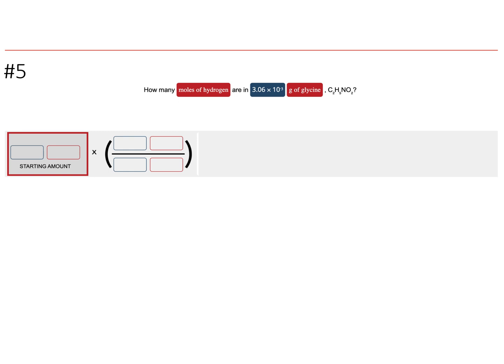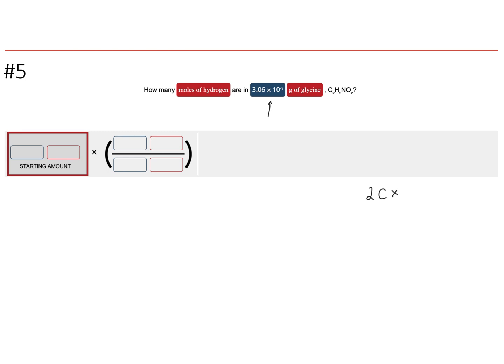So this question, for example, question 5: how many moles of hydrogen are in 3.06 times 10 to the minus 3 grams of glycine? Before we get too far into the calculation, just be careful that this number will be different for your question. It's a variable here.